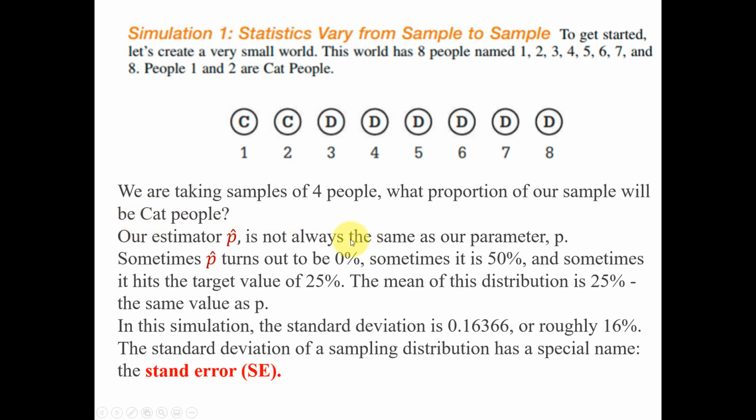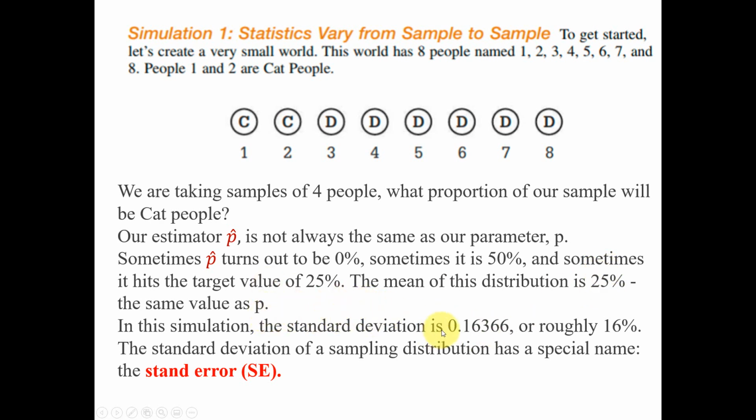So p hat isn't going to always be the same as regular p, which would be 0.25. This one could be 0, because we could take all dog people out of the 4. But it could also be 50%, where we take the first 4, or these 2 and these 2. Or it could be 25%, where we take these 4, or we could take this one and these 3. There are different values, but the mean of the sampling distribution is 25%, and that's the same as p.